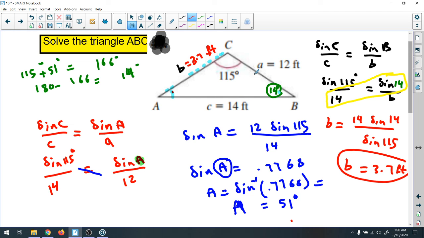All sides we know, a, b, c, and we know all angles. A, we got it here. B, we got it here. And C is given. That's it.